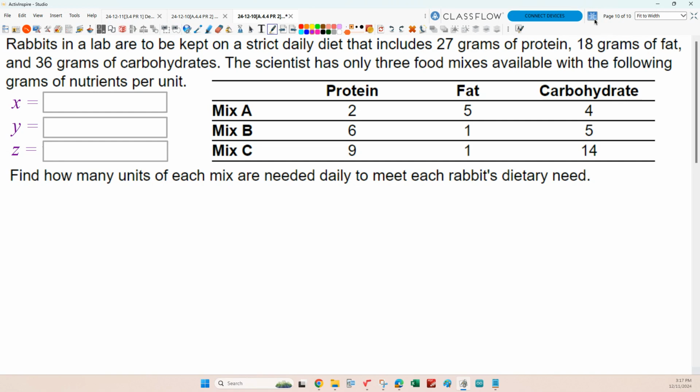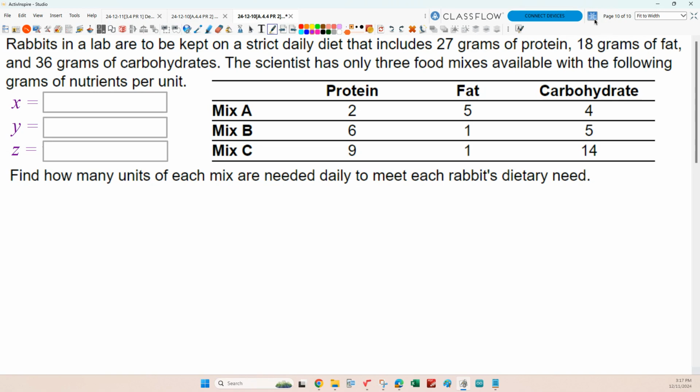You could go to D&B and buy mix A, and these 3 mixes have the following grams of nutrients per unit. Well, what's a unit? We'll call it a scoop. They give you a little scoop in the bags. So per scoop, mix A has 2 grams of protein, 5 grams of fat, and 4 grams of carbohydrates. Mix B, a different bag, per scoop has 6 grams of protein, 1 gram of fat, and 5 grams of carbohydrates. The third bag, mix C, each scoop has 9 grams of protein, 1 gram of fat, and 14 grams of carbohydrates.